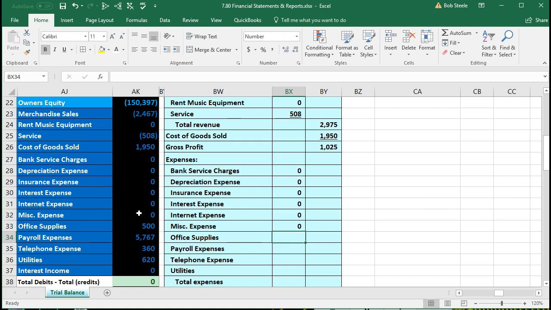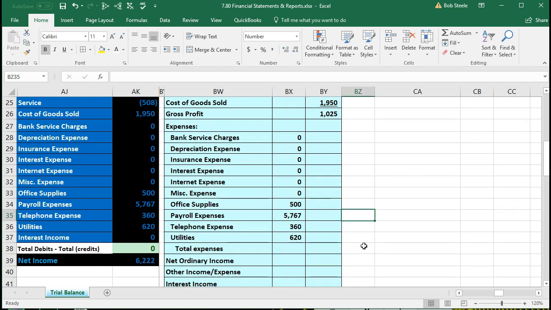And then we've got the office supplies, the payroll, and the telephone. Office supplies equals that 500. The payroll expense equals that 5,767 and enter. The telephone expense is going to be equal to that 360, enter. And then the utilities expense is going to equal this 620, enter. Now the interest income is another item. It's on the bottom because it's an income item, but it's not part of our normal process of operation. So typically that will go in the bottom in the other income and expense area.